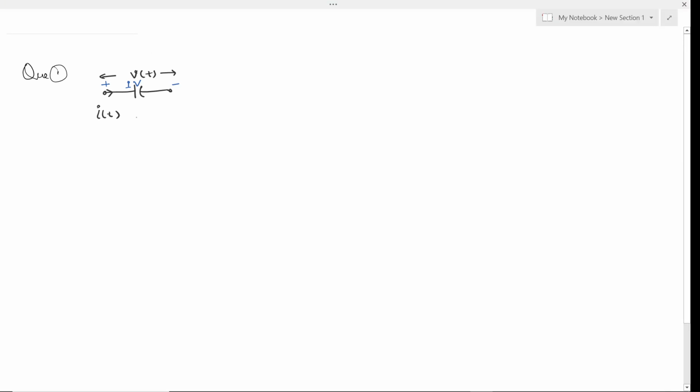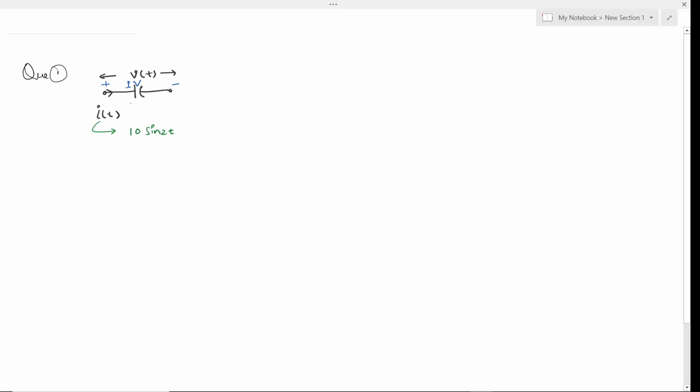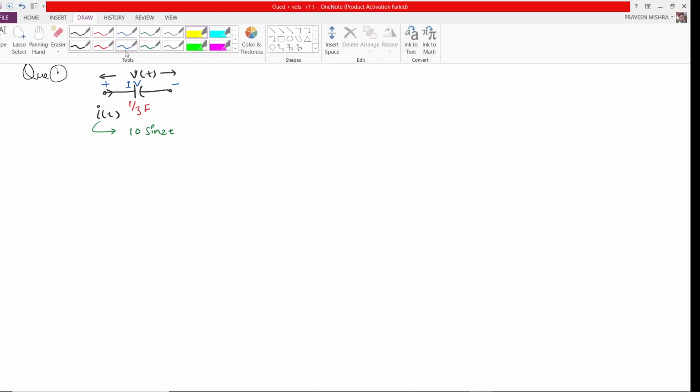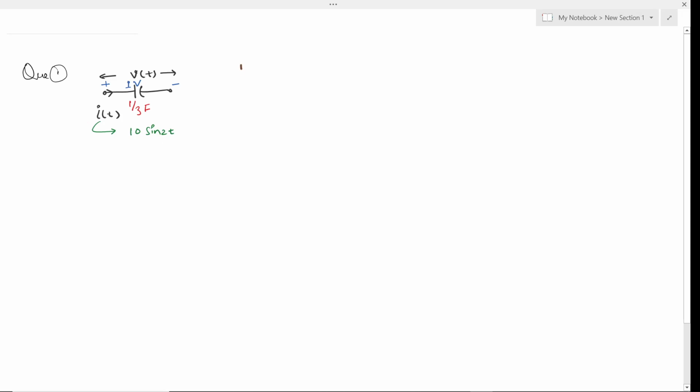The current flowing through this capacitor is 10 sine 2t, and the value of the capacitor is 1 by 3 farad. Now what is our objective? Our objective is to find the voltage across the capacitor, v(t).